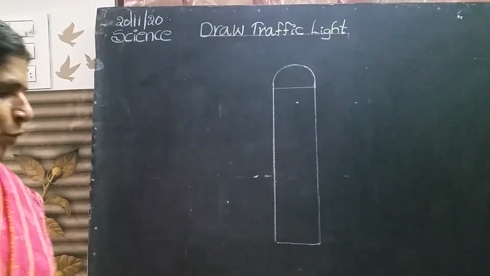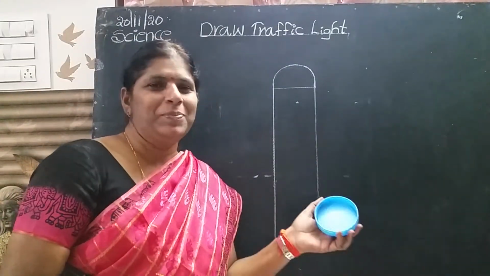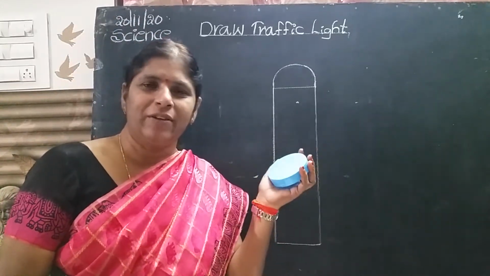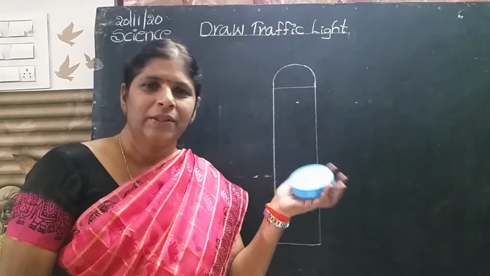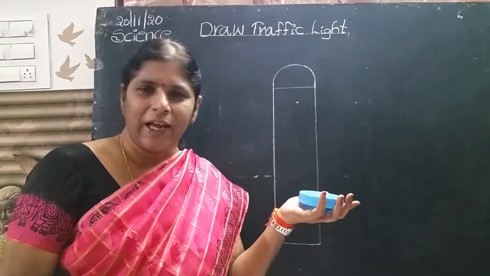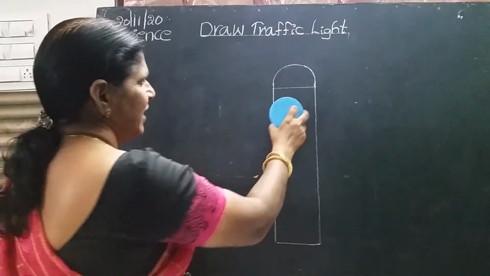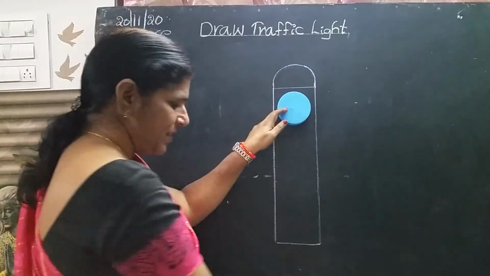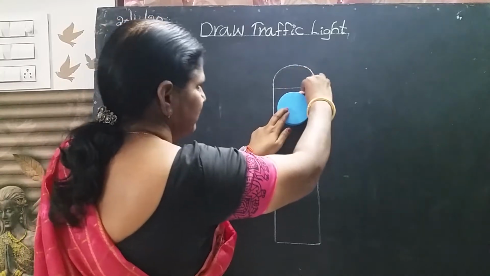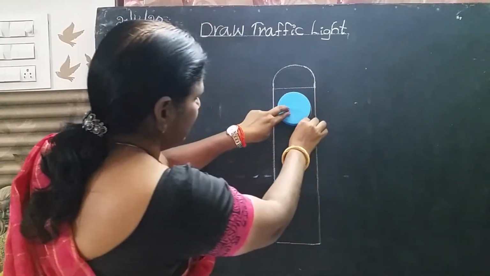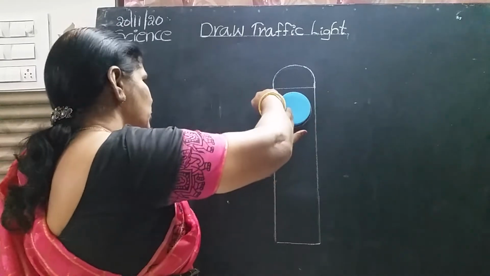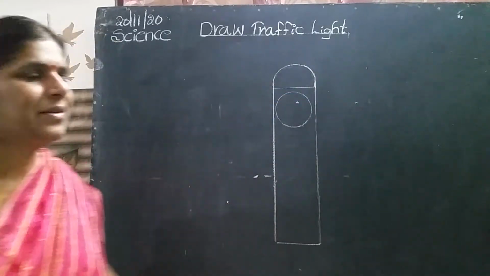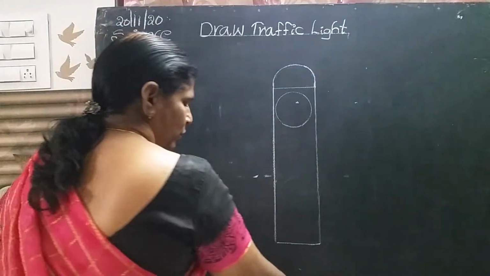Okay, take a bottle cap. I took one bottle cap, but you have to take a water bottle cap, a small cap, and draw the circles like this. Keep the bottle cap properly. Okay, draw a circle like this. Yes, and draw one more circle.